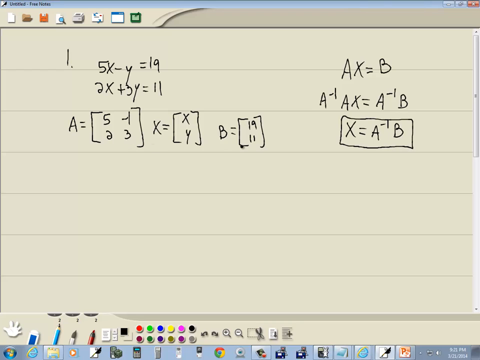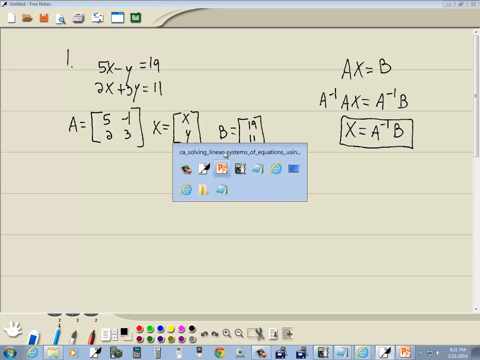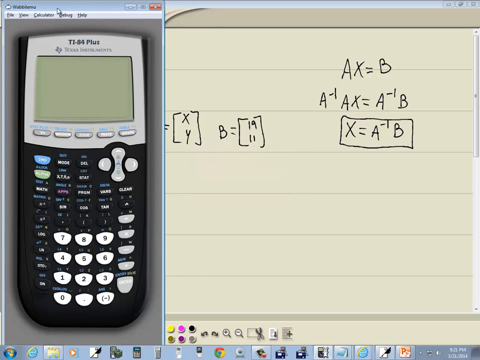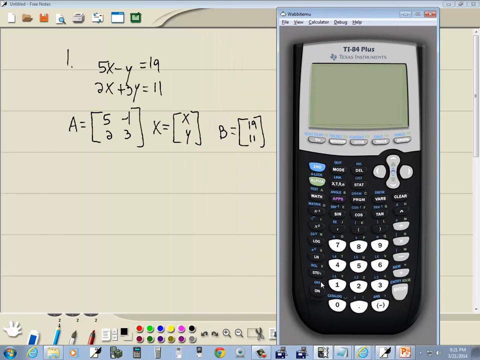So let's first enter A and B into our calculator. Okay, so I'm going to do second x to -1. This is actually your inverse button, but that's how we'll get into the matrix menu. And we'll right arrow twice over to edit, and I'll do enter on A. And A is 2 by 2, rows by columns. So 2 rows, enter, 2 columns, enter. And then we've got 5, enter, -1, enter, 2, enter, and 3, enter.